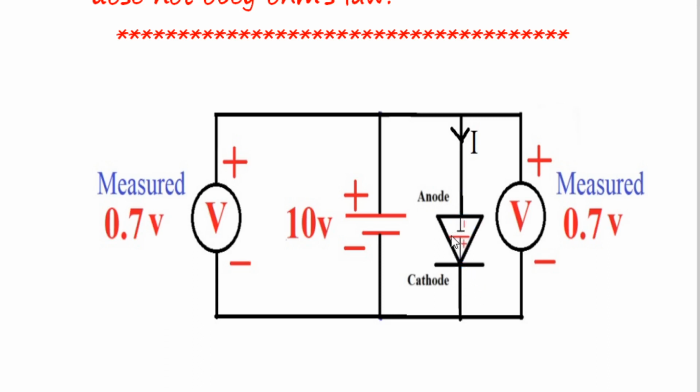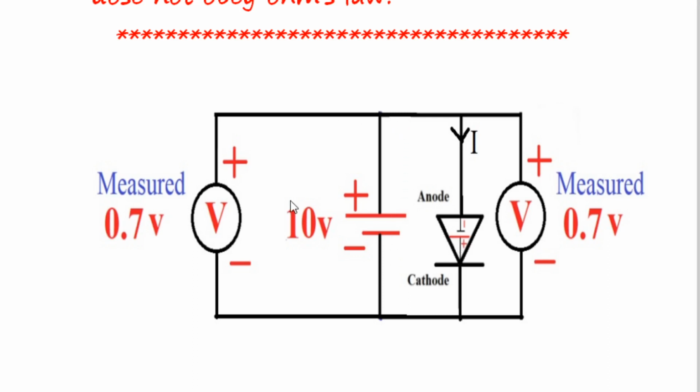Because of this barrier potential, all of you know its magnitude for silicon is 0.7 volt. Because of this barrier potential only, the PN junction diode starts conducting after 0.7 volt ideally, and at room temperature it starts conducting at 0.6 volt.